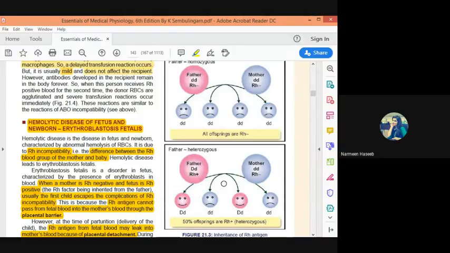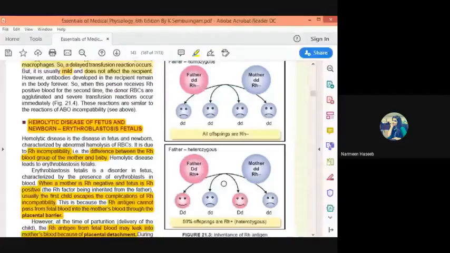What happens is, if the mother is negative and the fetus is Rh positive, usually the first child escapes the complications of Rh incompatibility because there is not going to be any reaction between the Rh negative mother and the Rh positive fetus. That is because the Rh antigen cannot pass from the fetal blood to the mother's blood through the placental barrier. The placental barrier is very strong.